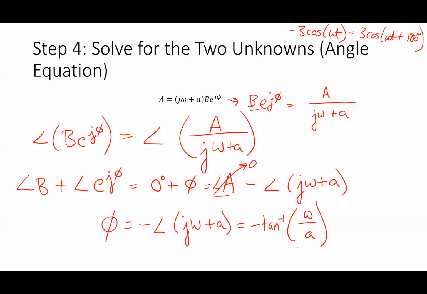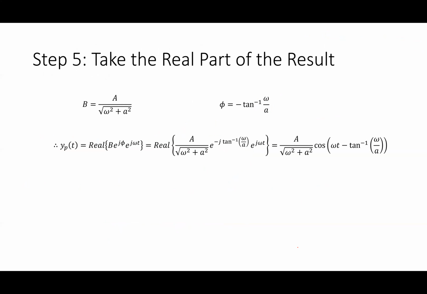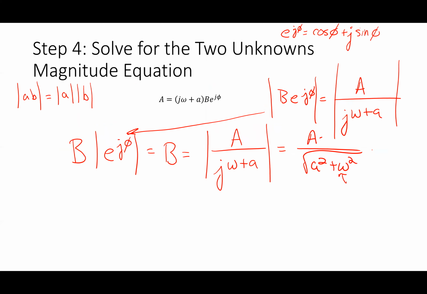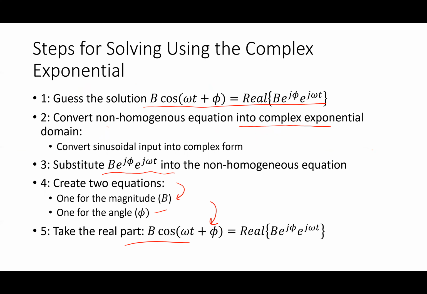Okay. So what I found then is that b was equal to this, phi was equal to this. My last step is to take the real part of the result. So I found b, I found phi. The real part of b e to the j phi e to the j omega t is my result. So I plug all that in here and I end up with a cosine at the end. Okay. So this part, I went through the basics here of what the steps are, right? So I basically have these sort of 5 steps.